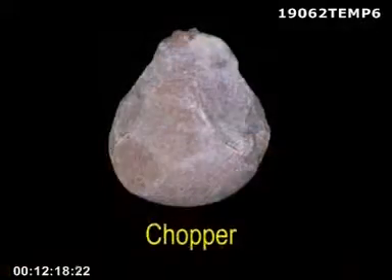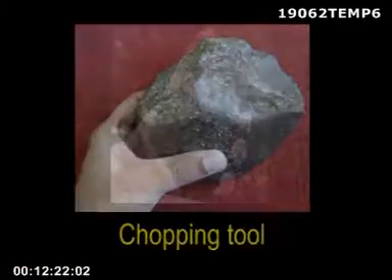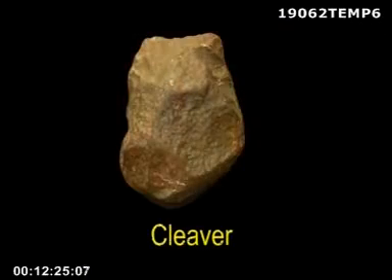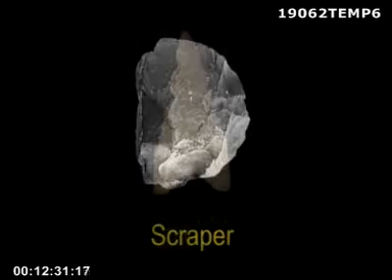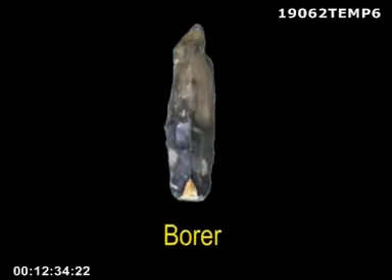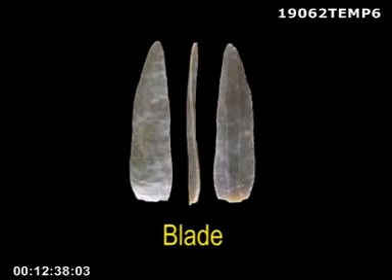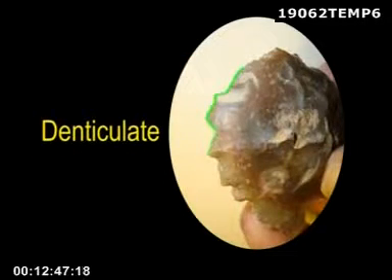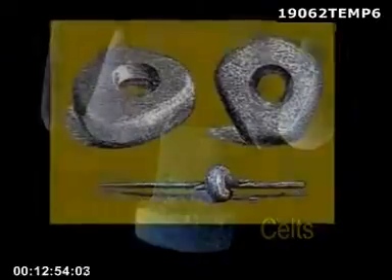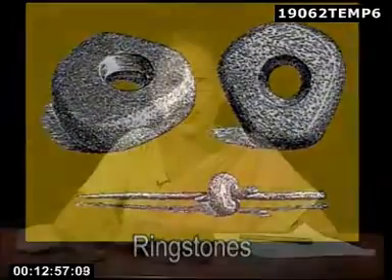Man-made tools are best represented by types such as chopper, chopping tool, various types of hand axes and cleaver, pick, scraper, point, borer, blade, burins, microblades, denticulate, various types of shells, ringstones or mace heads, and the naturally made lithic tools are the eoliths.